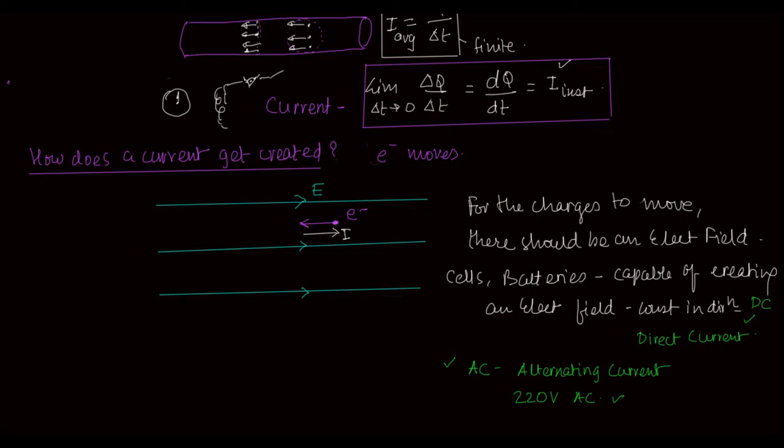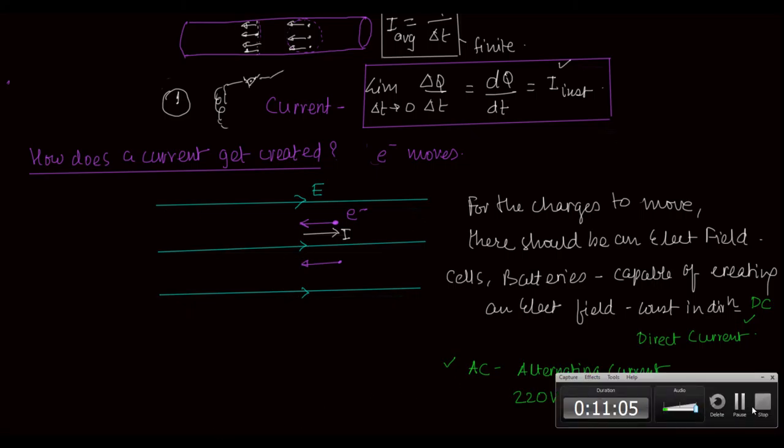Fine? Sir, DC current will be formed when the electric field is continuous? The electric field will always be like this. It will not change. So the electrons will keep on moving in a steady stream from here to here, like that, right? All these electrons will keep on moving from here to here. In an AC, they'll move in this direction, suddenly it will fluctuate and they'll move in the other direction, and they'll keep on moving here and here and here, and that's how it goes. So that's how a current is created, and the charges move and they constitute the current, right?